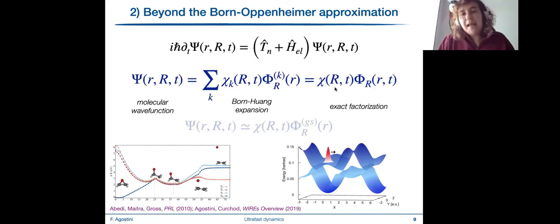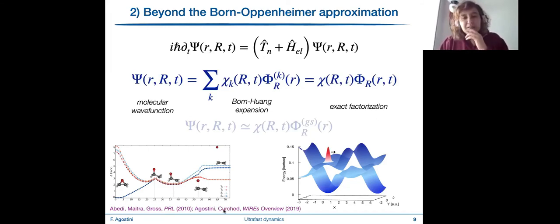And another approach is what we call the exact factorization. This approach was proposed in 2010 here in the group of Hardy Gross. The difference between the exact factorization and the Born-Oppenheimer approximation is that, you see, there is a single product form, but the electronic wave function in the Born-Oppenheimer approximation is static, an eigenstate of the electronic problem, and instead here we let it be time dependent.